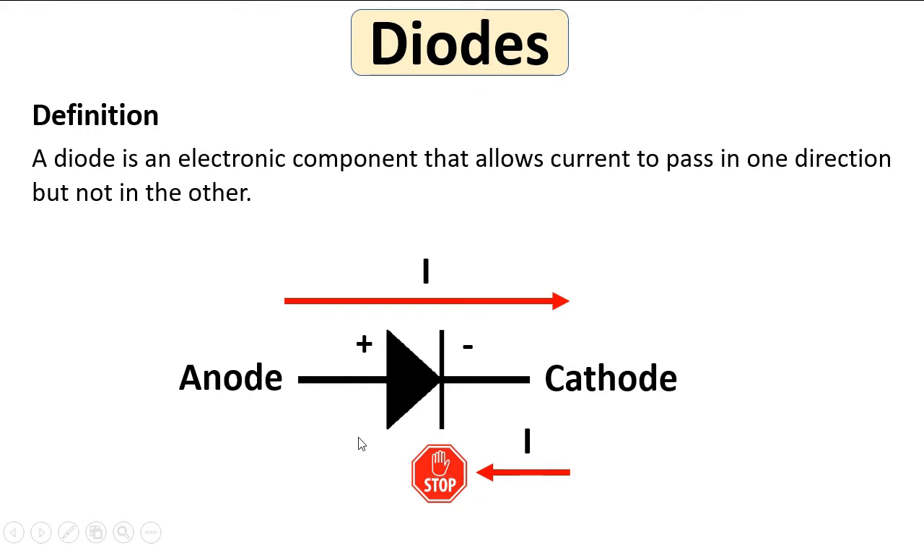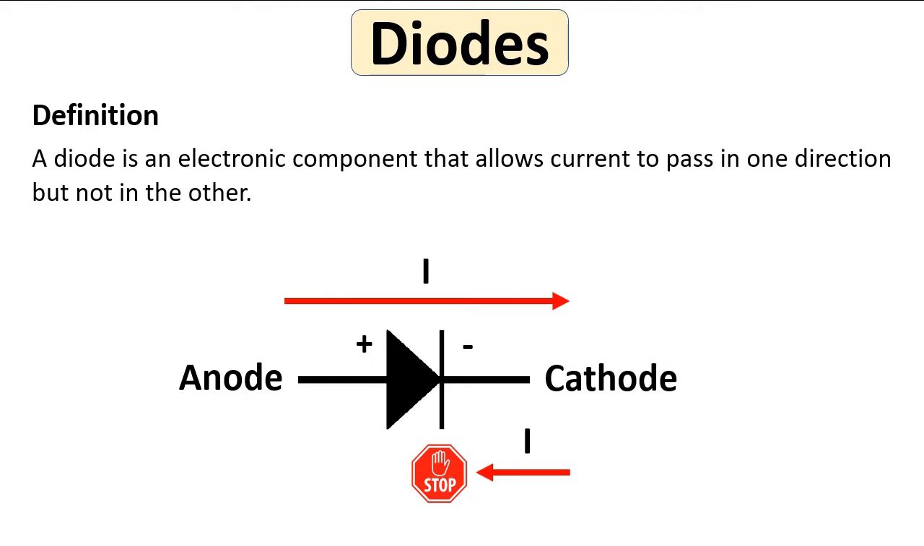So the current passes just from the anode, or positive terminal, to the cathode, in this direction. As you can see here, this arrow means the direction of the current. We have here I. But in the other direction, from cathode to anode, the current cannot pass. So the diode allows the current to pass in just one direction.